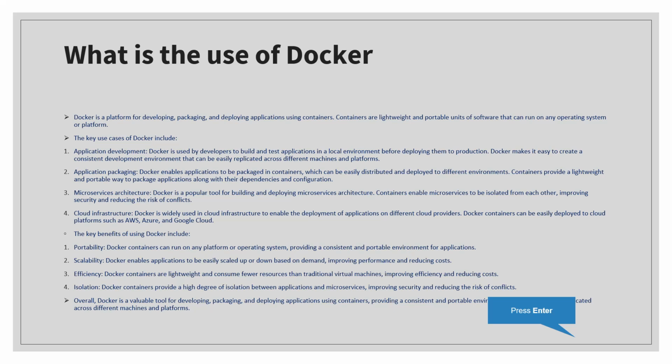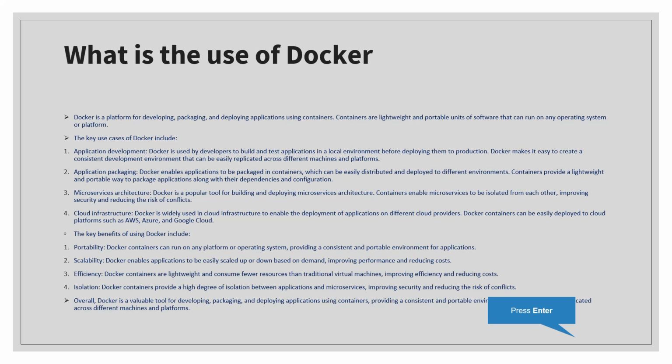Third, microservices architecture. Docker is a popular tool for building and deploying microservices architecture. Containers enable microservices to be isolated from each other, improving security and reducing the risk of conflicts. Fourth, cloud infrastructure. Docker is widely used in cloud infrastructure to enable the deployment of applications on different cloud providers. Docker containers can be easily deployed to cloud platforms such as AWS, Azure, and Google Cloud.